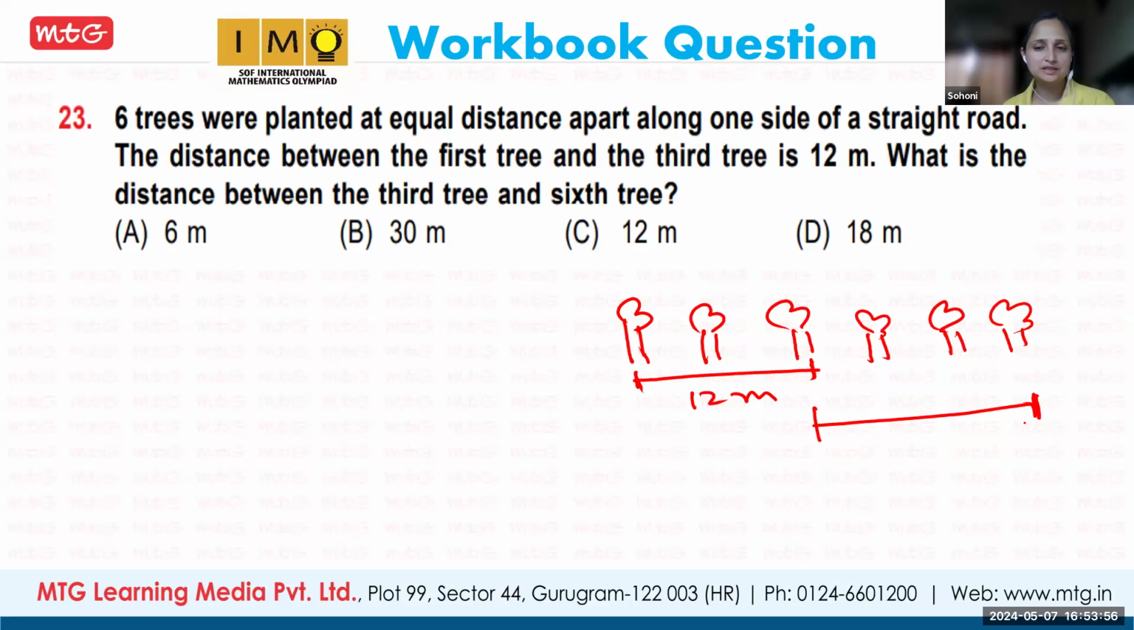So total there are 6 trees. All are at same distance, equal distance. The distance between first and third tree is given as 12 meters. You have to find the distance between third and sixth tree.